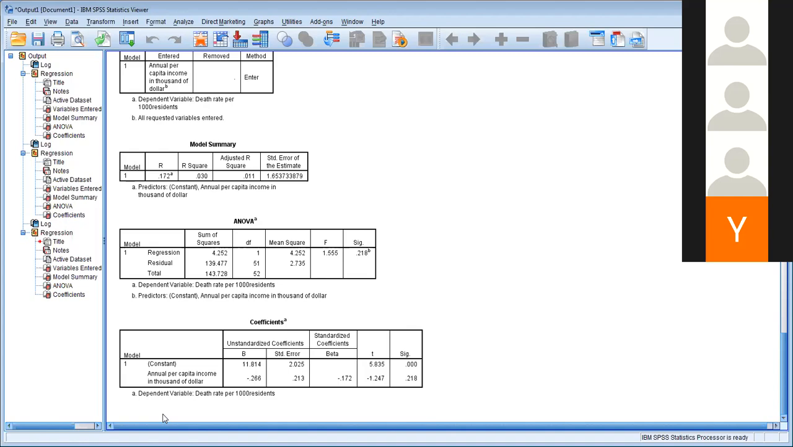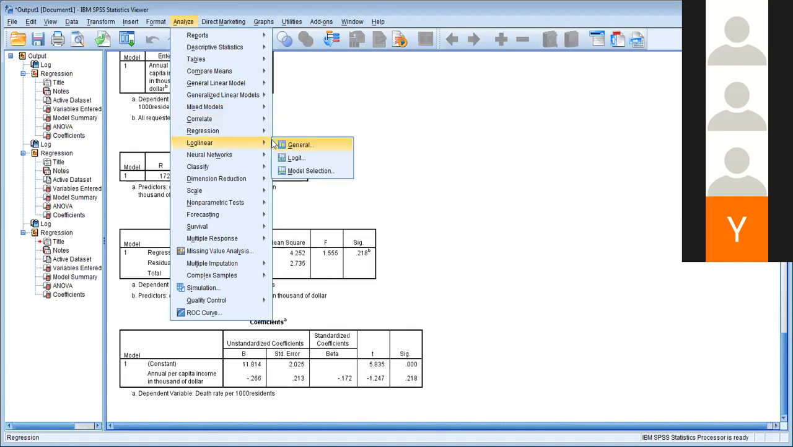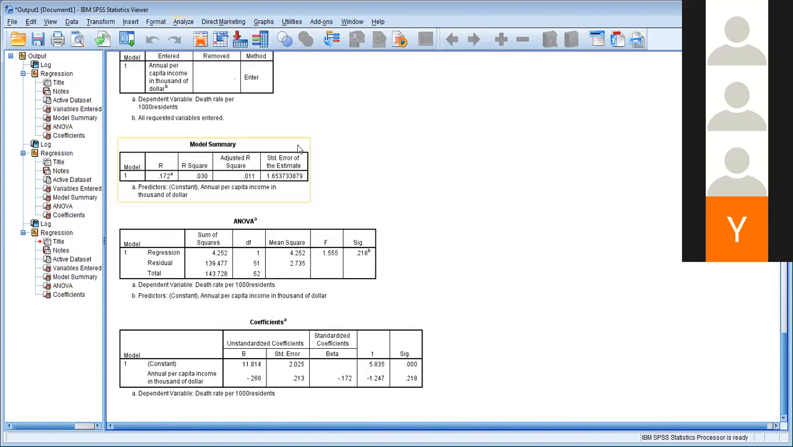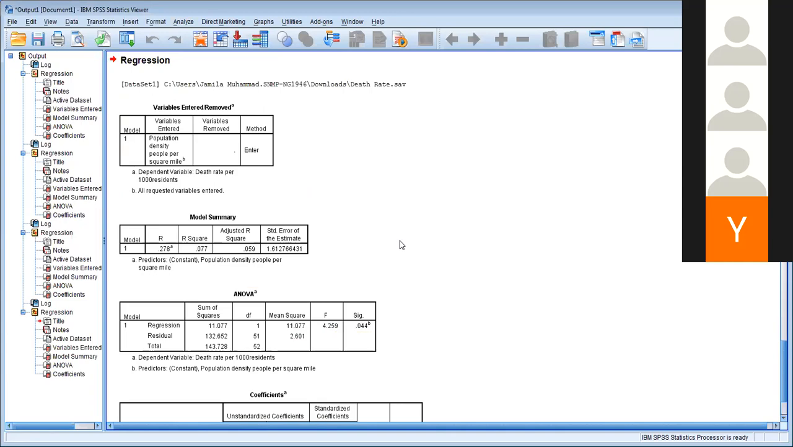Okay, let's run the last one. Go to analyze, the population density. So this one is 7.7%. That's the best. 7.7% for population density means there are other variables that are not included.